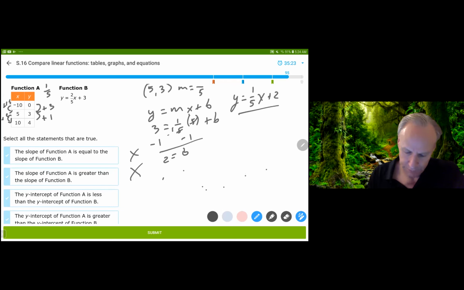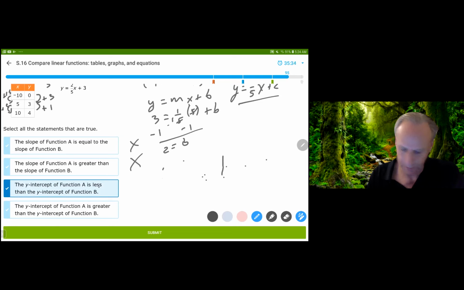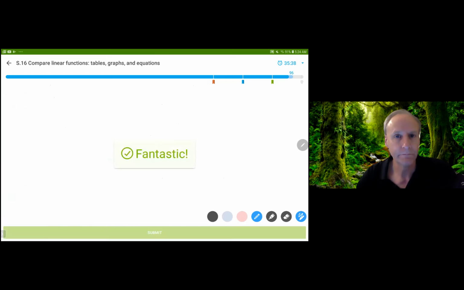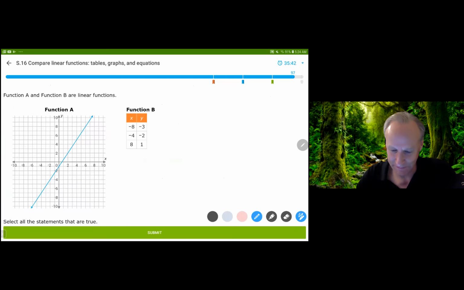So function A is less than function B, which is true. And function A is greater than function B? No. That's the only true statement out of all four. It's actually harder when there are more false statements, isn't it?